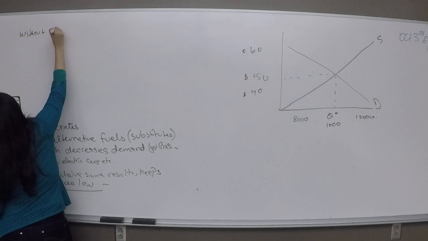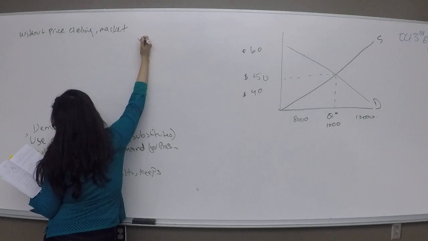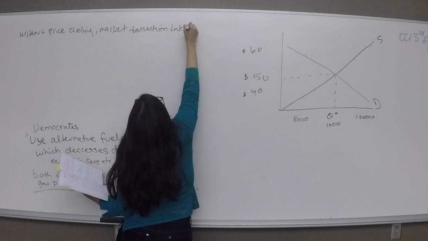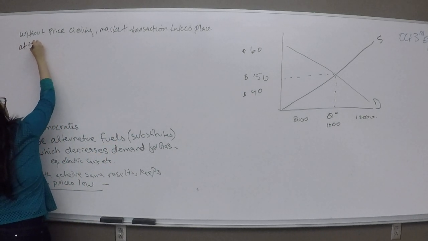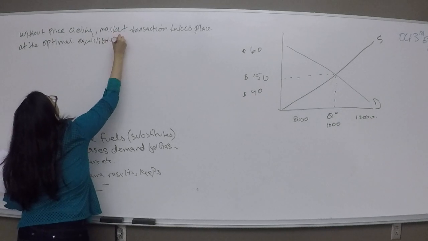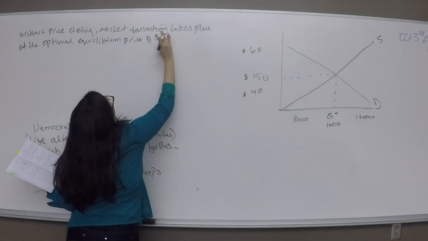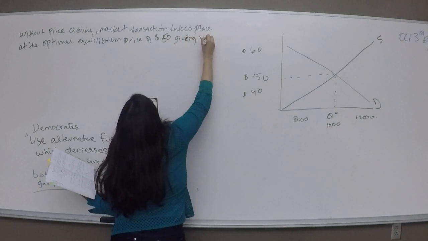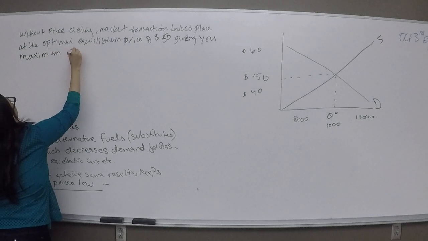Without price ceiling, market transaction takes place at the optimal equilibrium price of $50, giving you maximum surplus, market surplus.